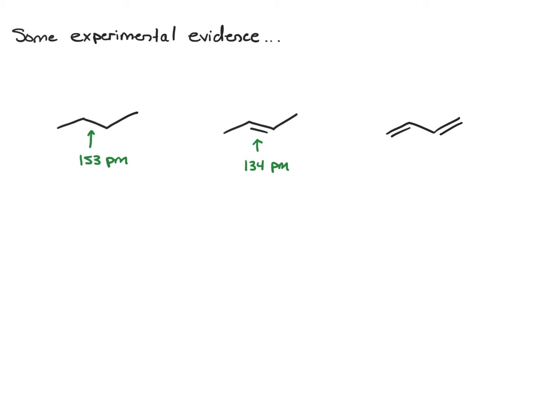But now if we come over here to our conjugated diene and we look at the single bond that's in the middle, what's the bond length there? Well, it actually happens to be 148 picometers. Okay, so this bond length falls somewhere in between a single and a double bond. And there's a couple of ways to explain this. Possibly the simplest way is to draw a resonance structure.